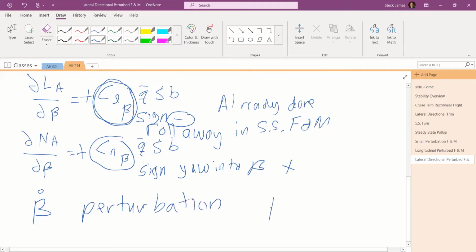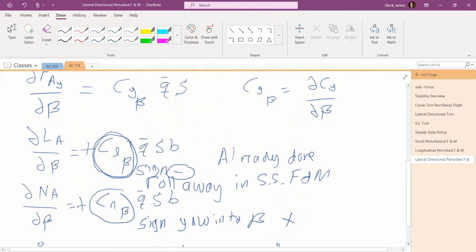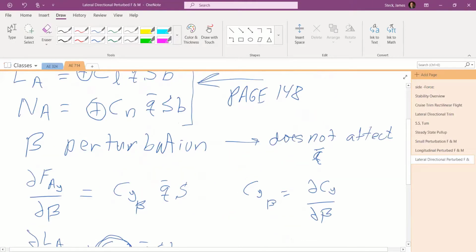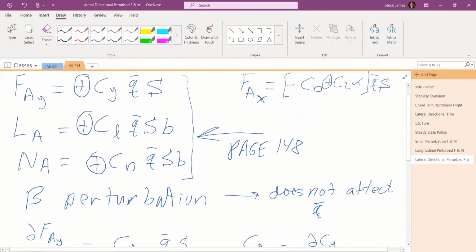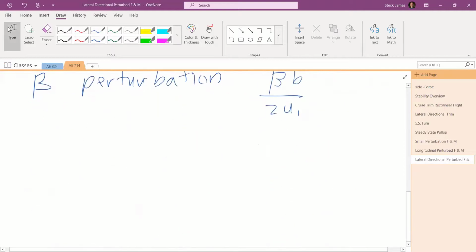So again, we're going to use a non-dimensional version of this. Just like we did beta, above was non-dimensional because it's in radians. So as we take derivatives of these equations, we're going to end up with CY beta dot, CL beta dot, and CN beta dot, meaning derivatives with respect to that combination.